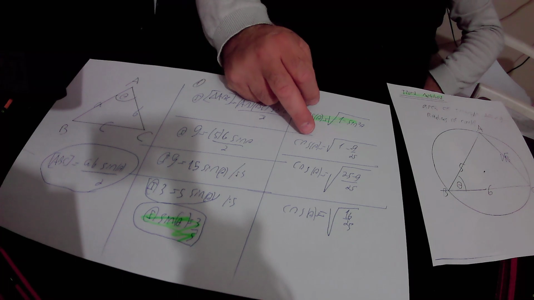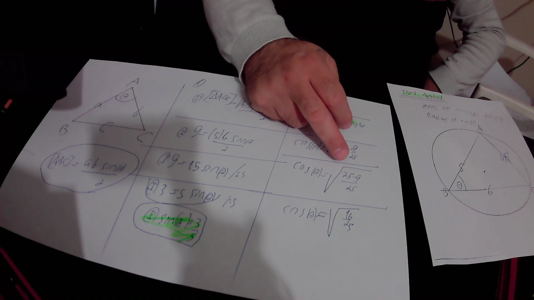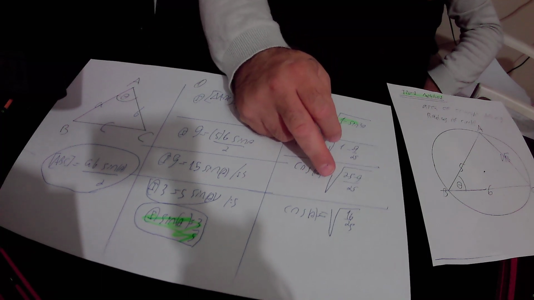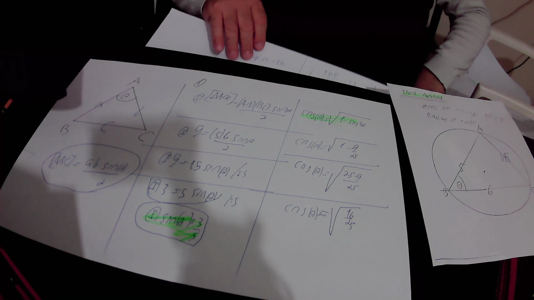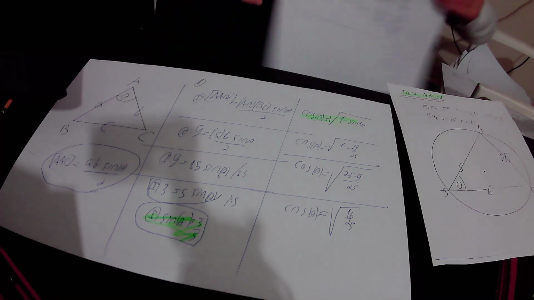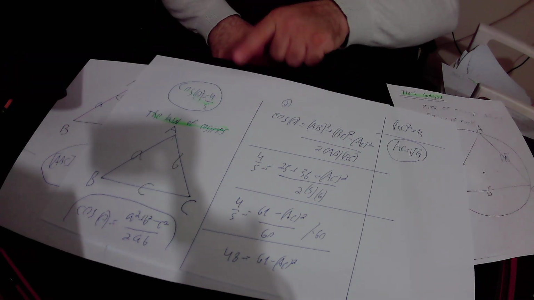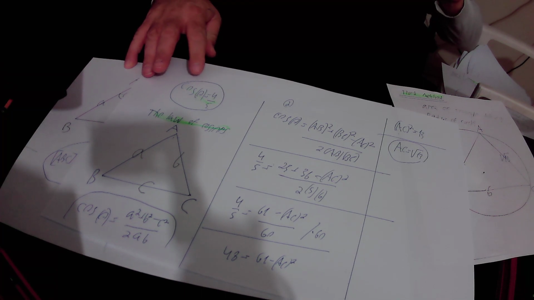And in conclusion, we found out that cosine theta equals 25 minus 9 over 25. So cosine theta equals 25 minus 9, which is 16 over 25. And cosine theta equals the square root of 16, which is 4, over the square root of 25, which is 5. So in conclusion, we found out that cosine theta equals 4 fifths.